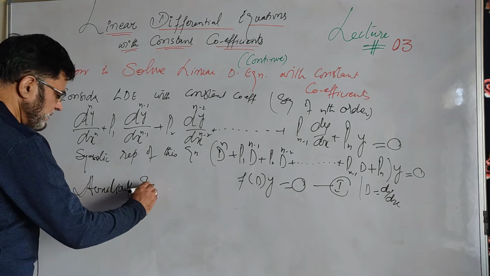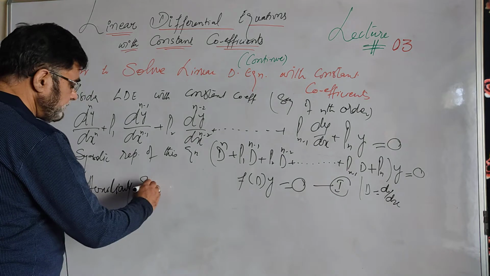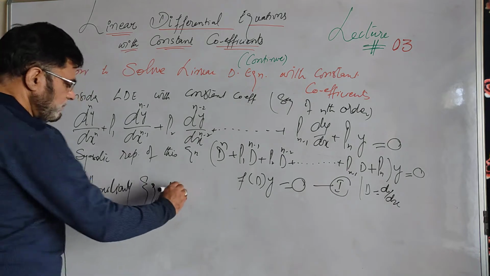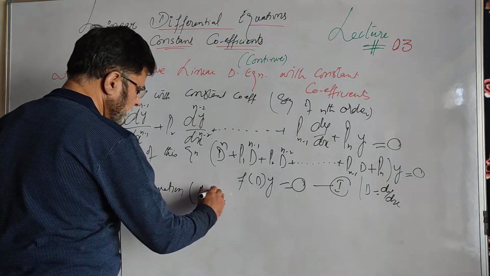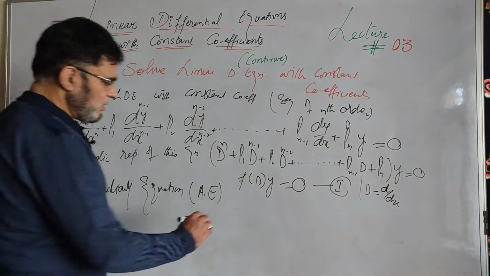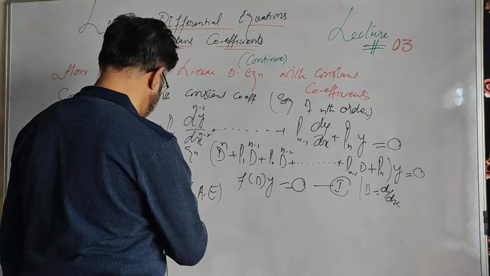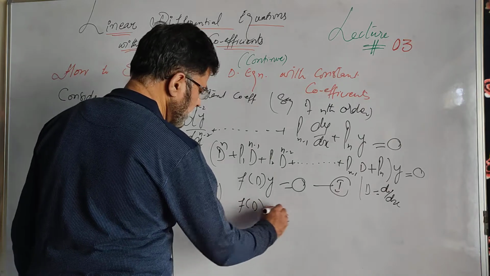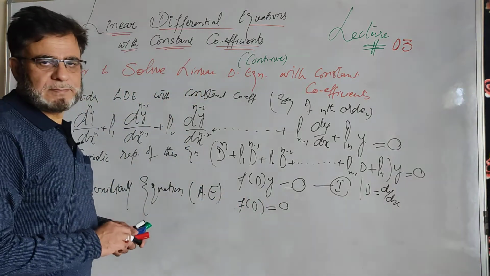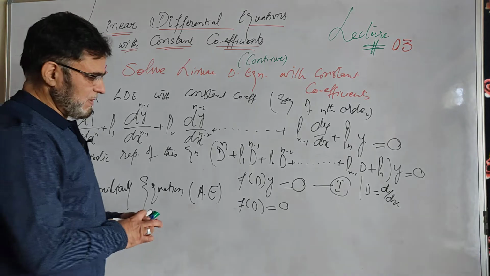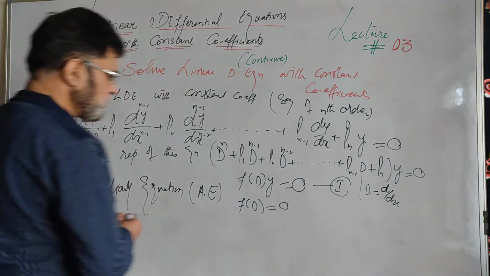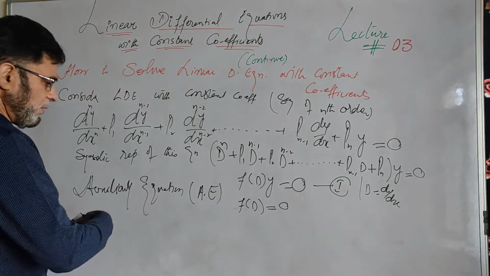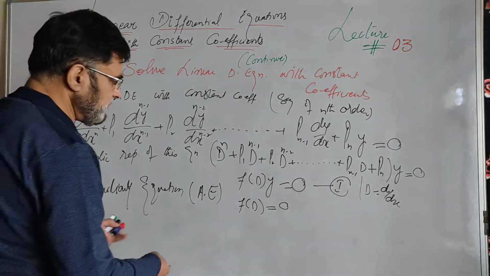Auxiliary, I will write here the full form. The short form we write is AE. Auxiliary equation is f of D is equal to 0. Okay, f of D is equal to 0. This means we have to solve. When you write f of D is equal to 0, what does this mean?